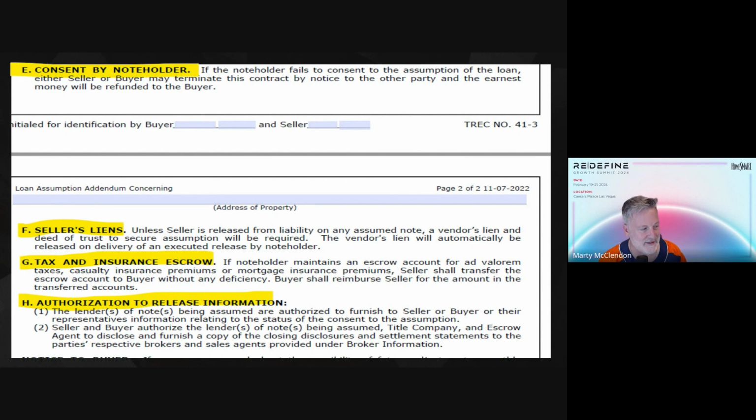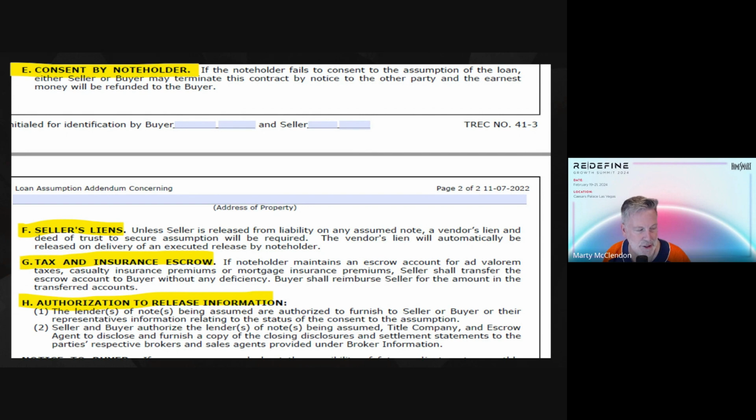Paragraph F, unless seller is released from liability, here it is, on any assumed note, a vendor's lien and deed of trust to secure assumption will be required. The vendor's lien will automatically be released on delivery of an executed release by note holder. Is that right? We need to make sure that when your seller allows a buyer to assume their loan, that the buyer assumes all responsibility, that the seller isn't still liable.